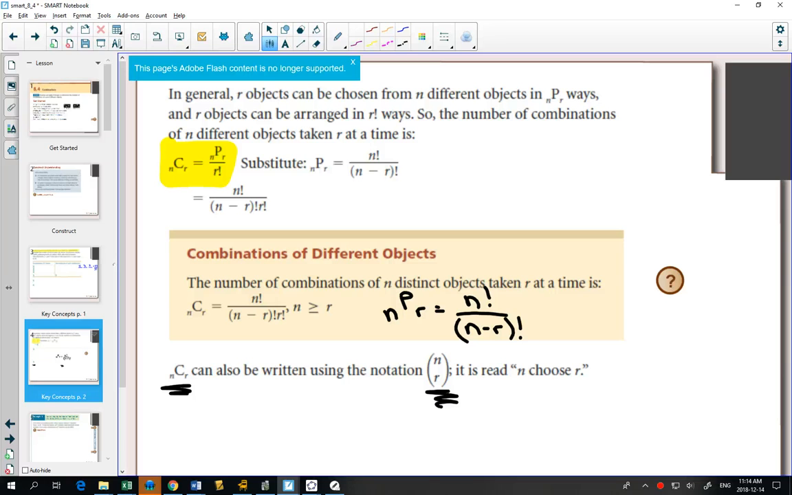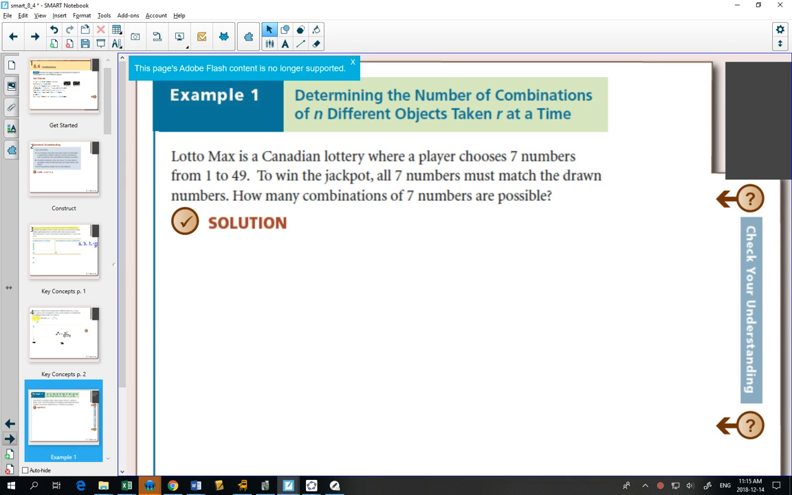Okay? Now for NCR, I like to read it as N choose R, because when you're choosing things, the order doesn't matter. And NPR is N pick R or N place R. Placing sort of seems to imply that you have an order. The big difference between them is that combinations have no order and permutations do have order. Okay? So let's go to example 1.